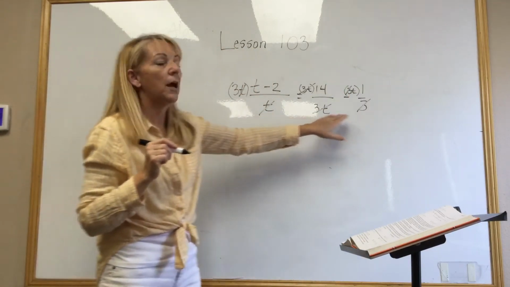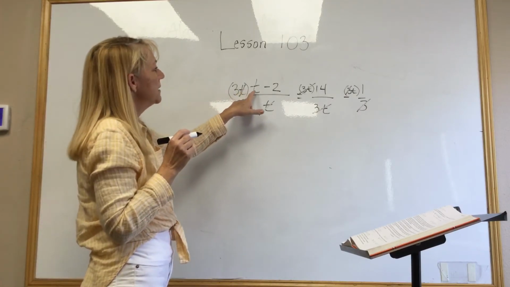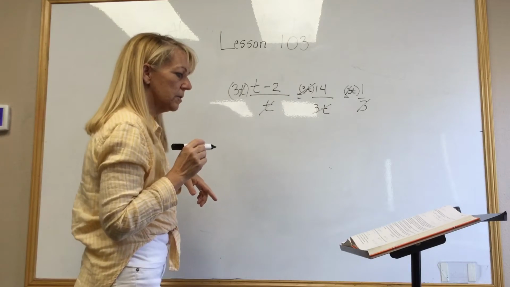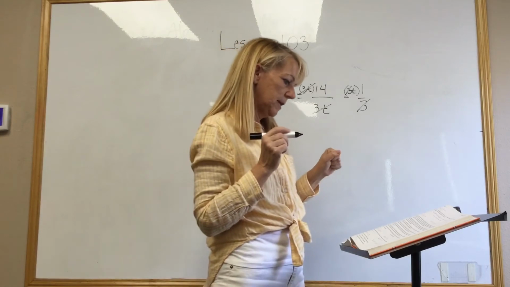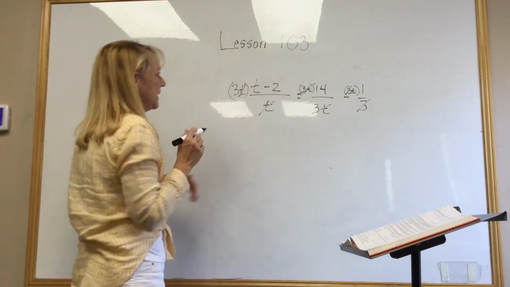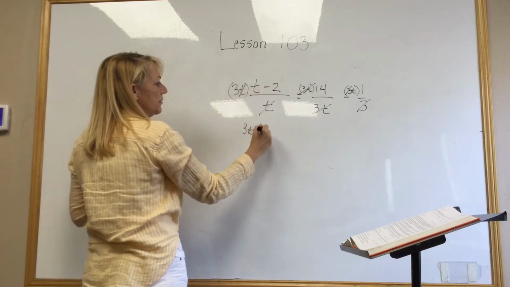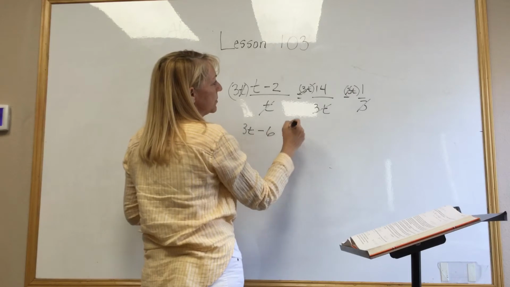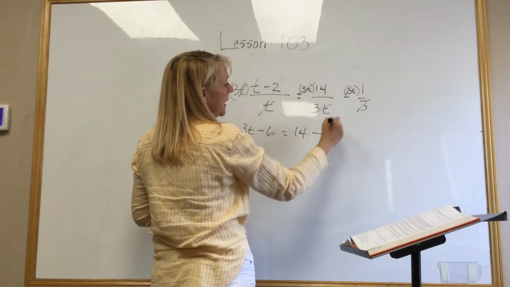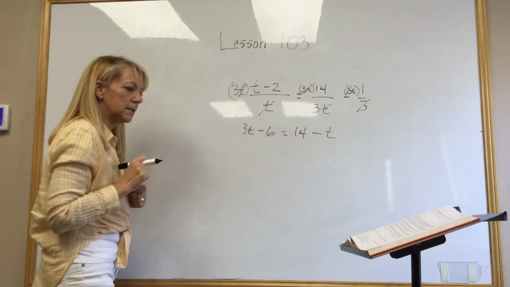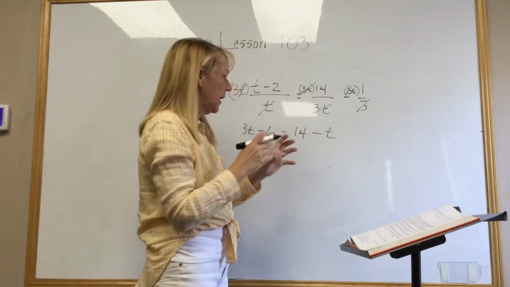Now I have no denominator and I can rewrite my problem. So I have 3 times t minus 2 next. Let me see how they did it. Yeah, they distributed it out. So 3 times t is 3t. 3 times negative 2 is negative 6. Equals 14 minus t. You see that? Does that make sense? So I can solve for t now.